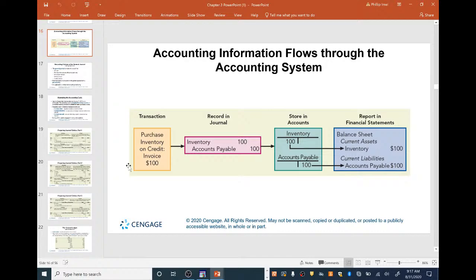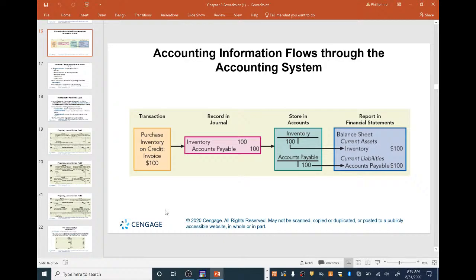And they invoiced us for $100. So that's how much this transaction was for, $100. Remember, we're purchasing inventory on account. So how do we record that in a journal? We're going to debit inventory. That's our asset. It's increasing. Remember, debits increase assets. So we're debiting inventory for $100. The credit to that debit is going to be accounts payable of $100 because we've incurred a liability.